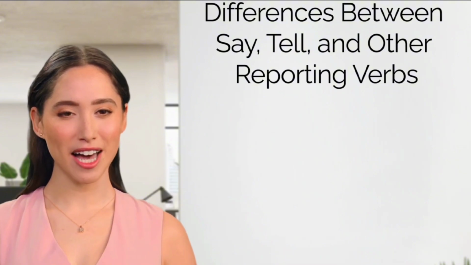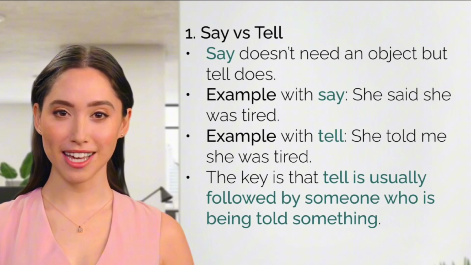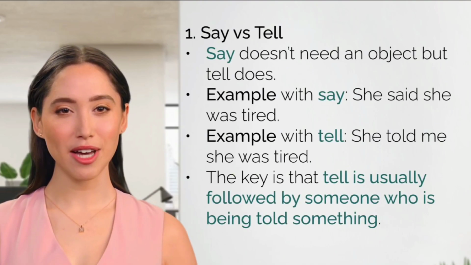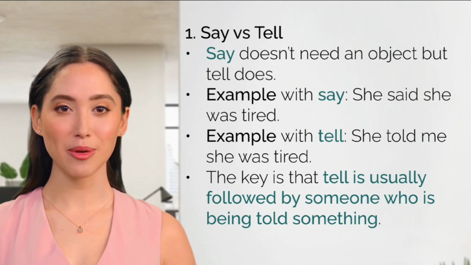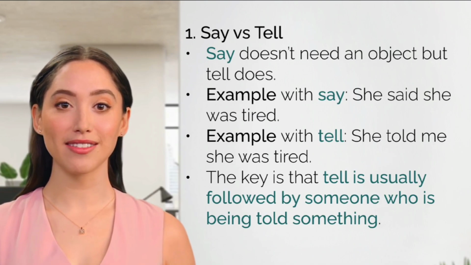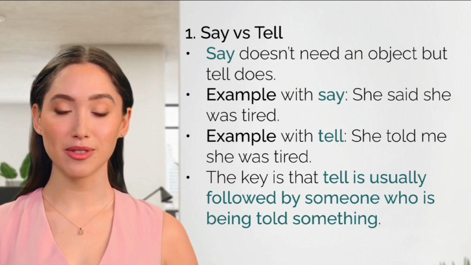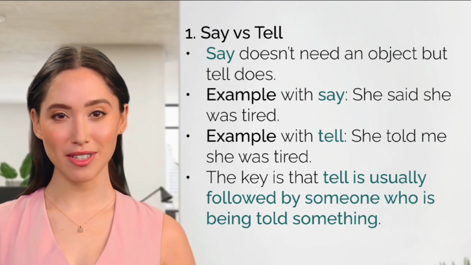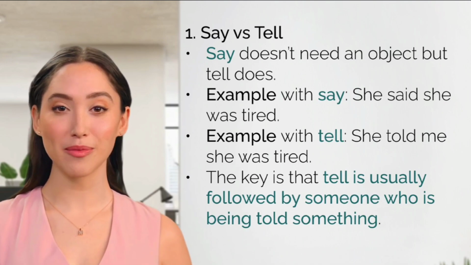Differences between say, tell, and other reporting verbs. Now, one of the most common mistakes English learners make is confusing the use of say and tell. Let's clarify the difference between them and how other reporting verbs compare. 1. Say versus tell. Say doesn't need an object, but tell does. Example with say, she said she was tired. Example with tell, she told me she was tired. The key is that tell is usually followed by someone who is being told something.